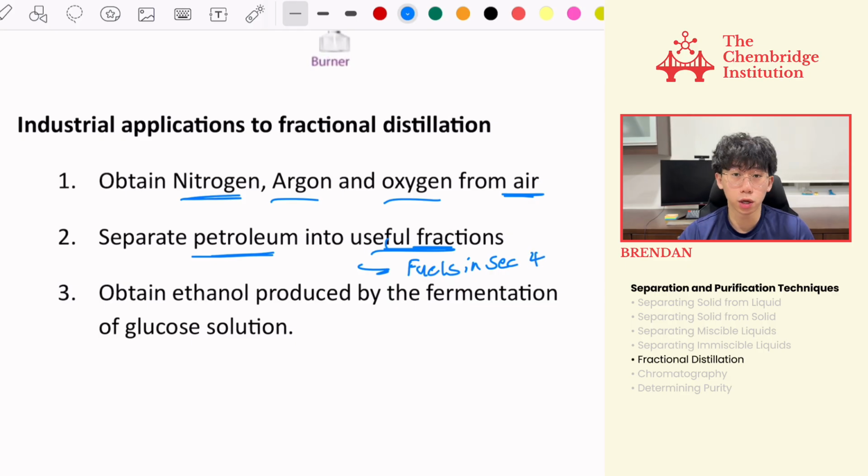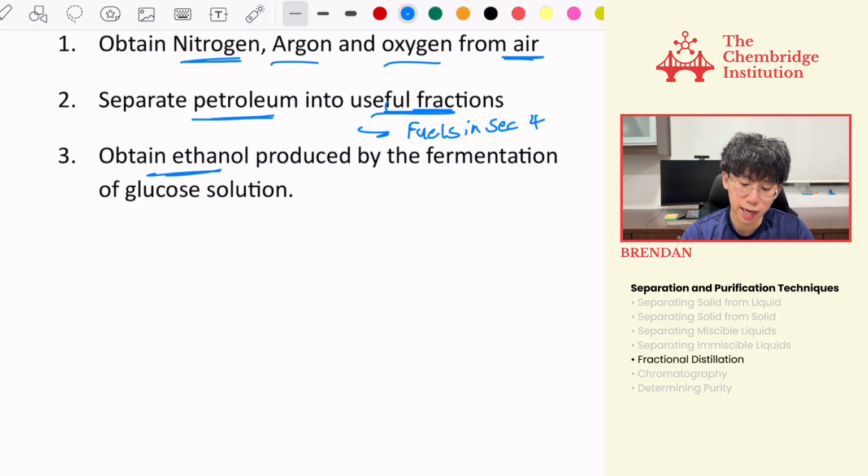where your petroleum or crude oil can be separated into many different fractions. For example, you can separate it into bitumen, naphthalene, and even the petrol that you use in your cars. You can also obtain ethanol that's produced by the fermentation of glucose solution. This is an industrial way to produce ethanol, and you learn more of this in your alcohols chapter in secondary 4 as well.